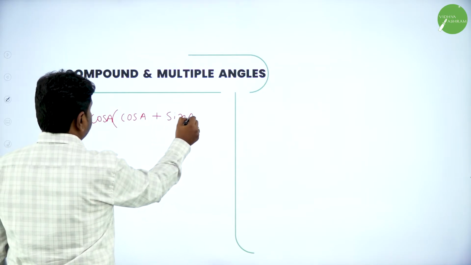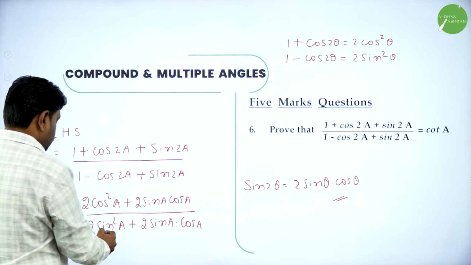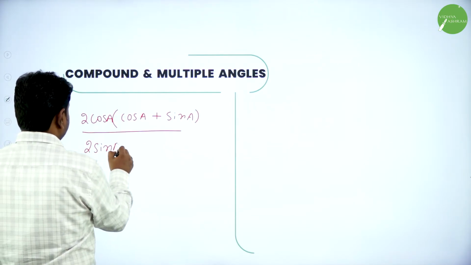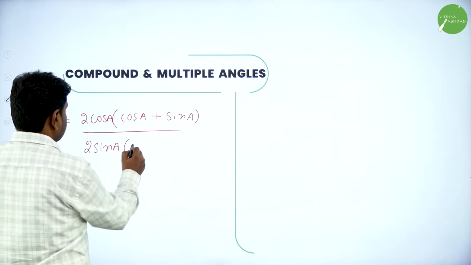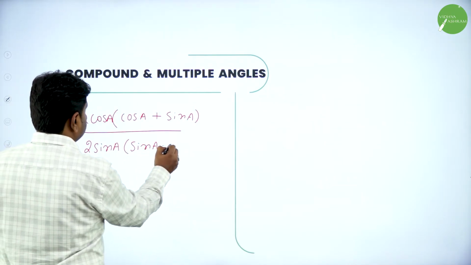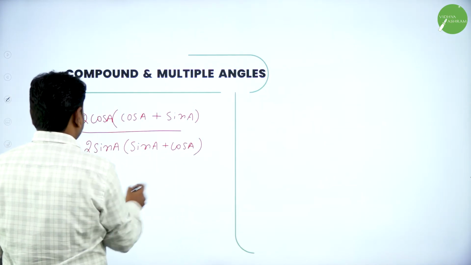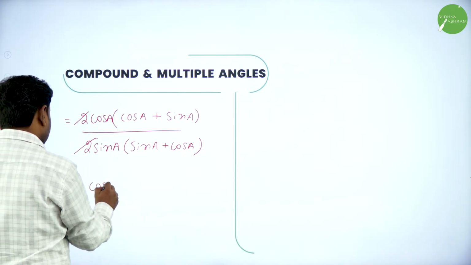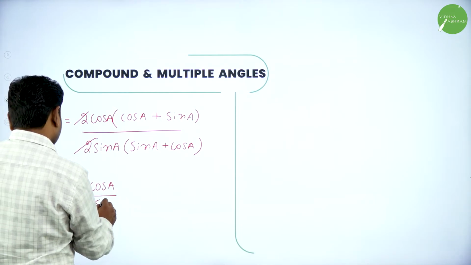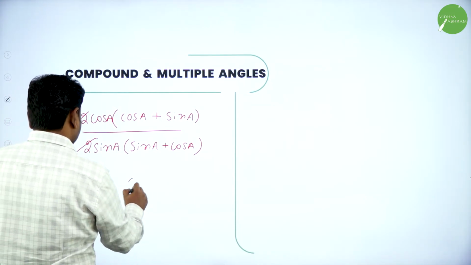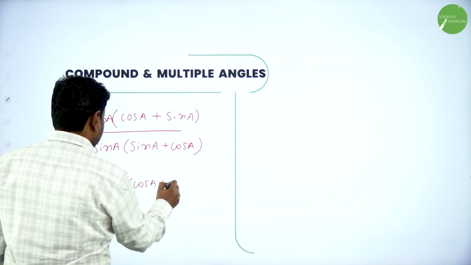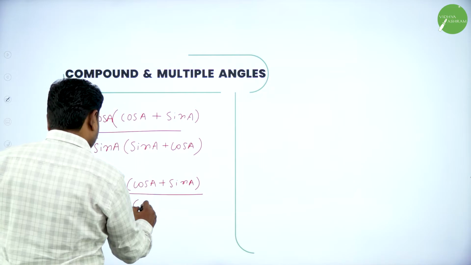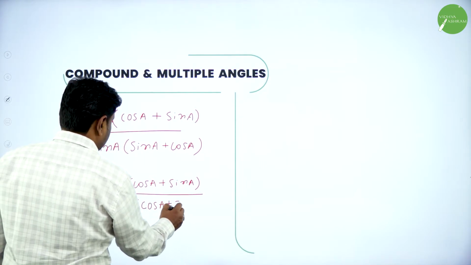In denominator, 2 sin a I can take common. If you take 2 sin a common, you are left with another sin a plus cos a. So here I can cancel 2 and you know cos a by sin a is left out, and these two terms. So one is cos a plus sin a in numerator, denominator is sin a plus cos a. You know a plus b and b plus a both are same. I'll rewrite it as cos a plus sin a, rearranged.